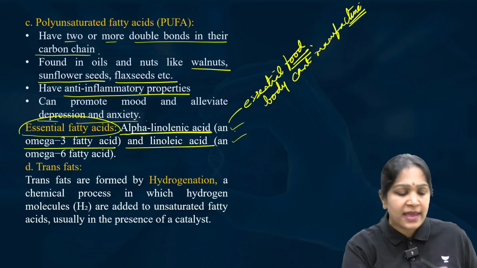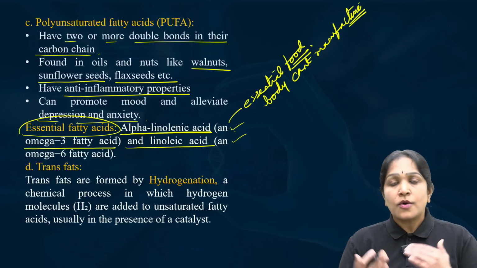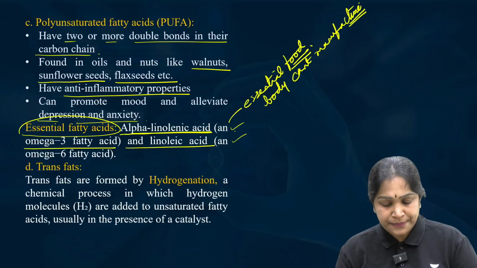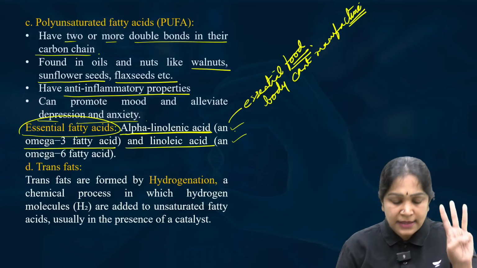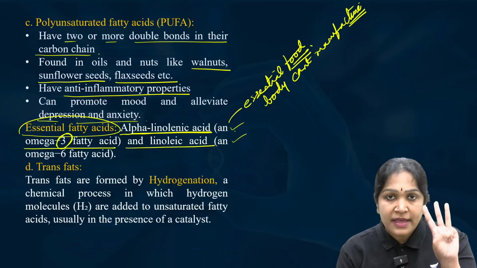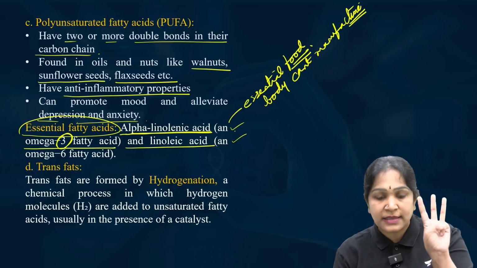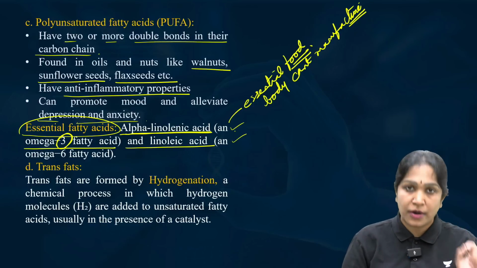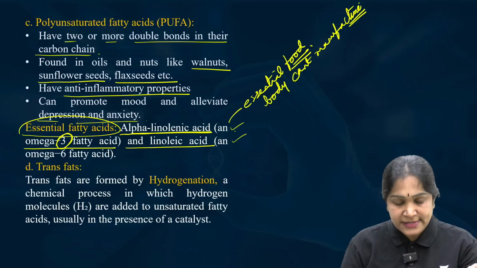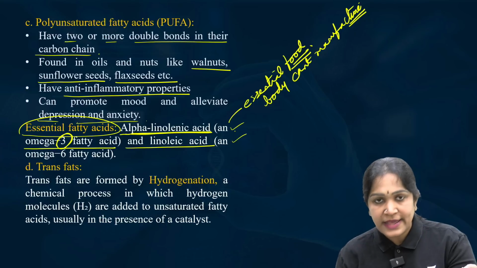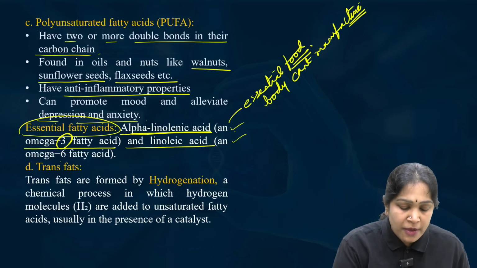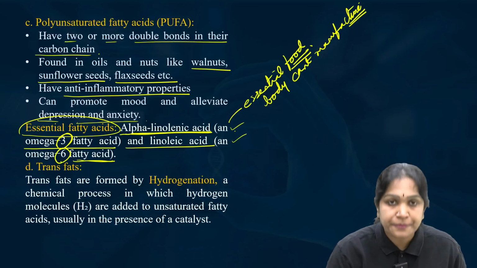What do you mean by omega-3 fatty acid? Omega-3 fatty acid means it will have a double bond at the third carbon. From the end, at the third carbon, it will have a double bond. We call such fatty acids omega-3 fatty acids. Example, alpha linolenic acid.